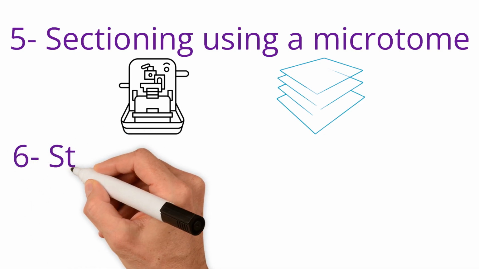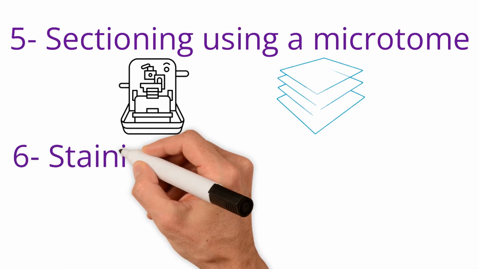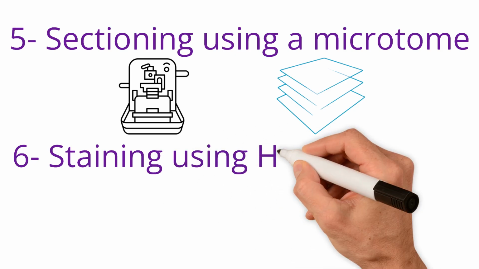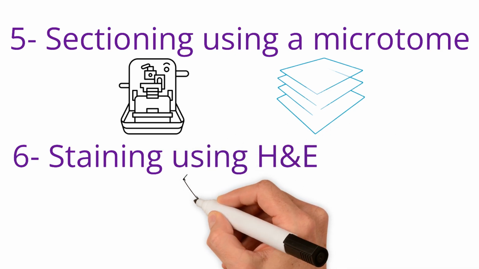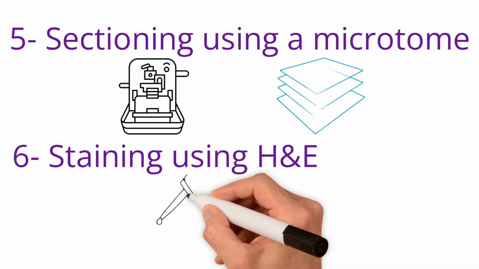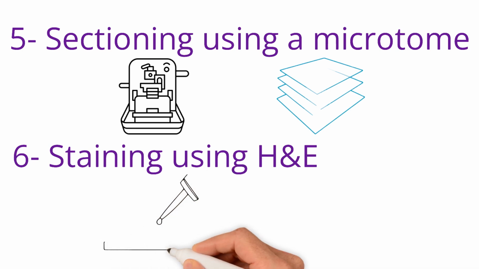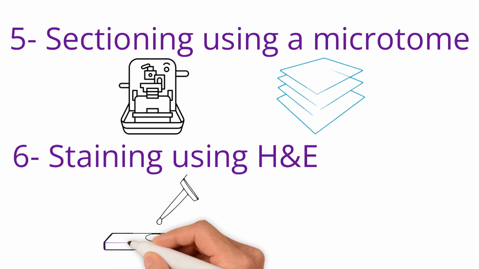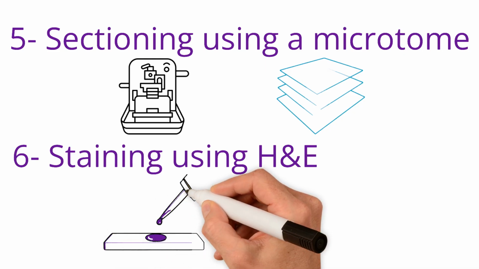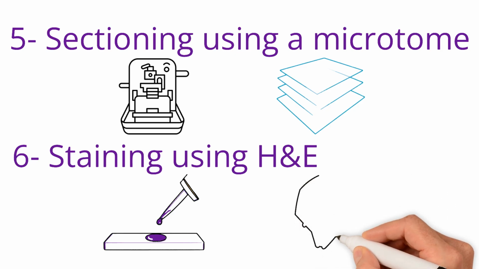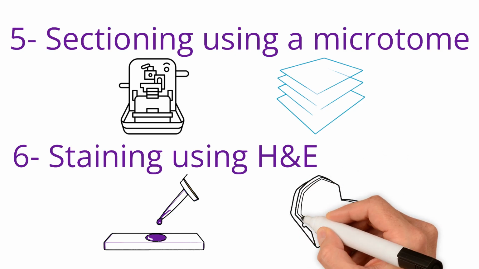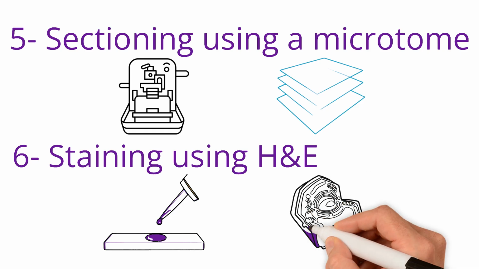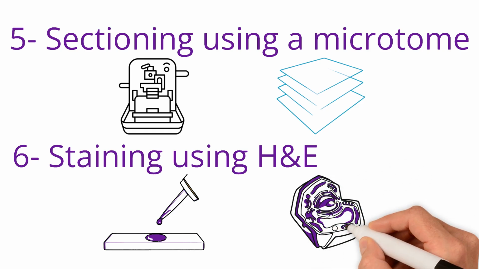Staining, which is the sixth step, is the process of using dyes to highlight different parts of the tissue under the microscope. The most commonly used stain is hematoxylin and eosin, or H&E. Hematoxylin stains cell nuclei a deep purple, while eosin stains the cytoplasm and other components pink. This stain is universally used in pathology labs around the world as the first step in helping pathologists make diagnoses.